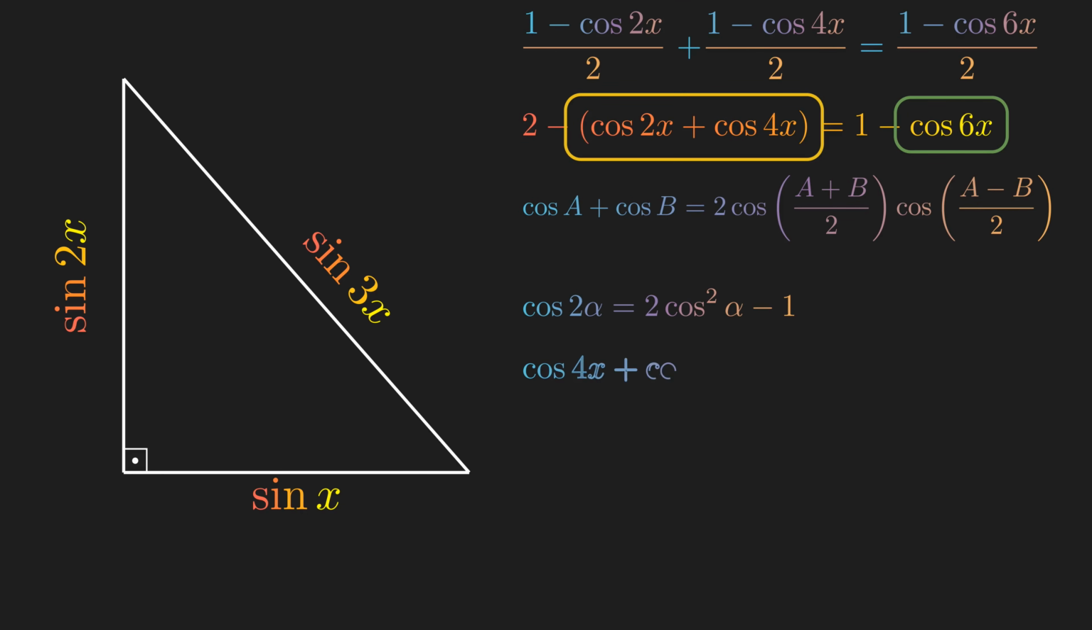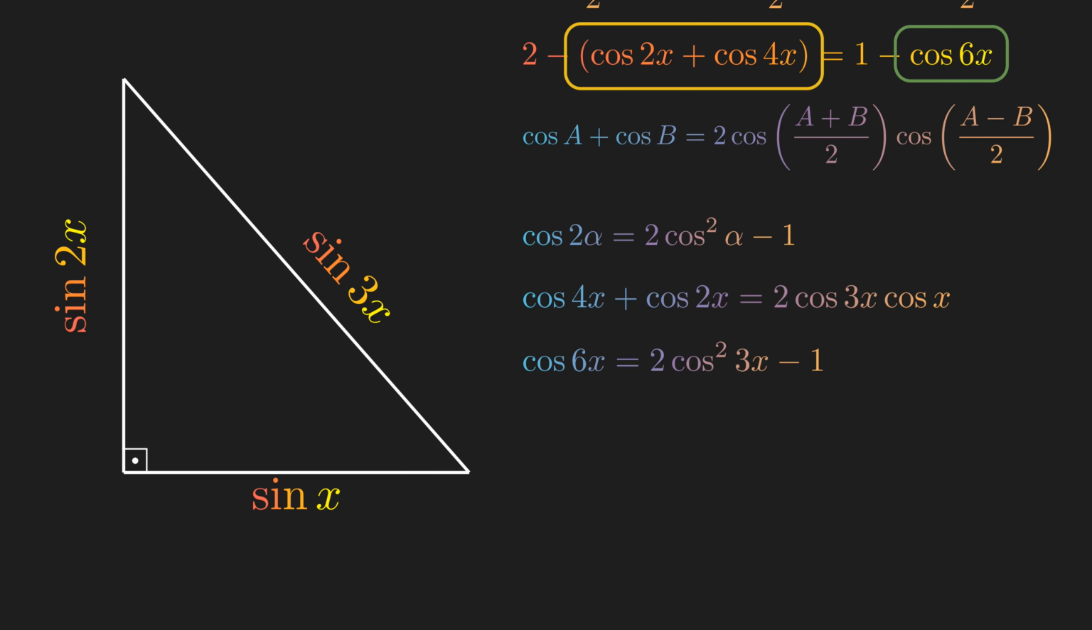So cosine 4x plus cosine 2x actually becomes 2 times cosine 3x times cosine x. And cosine 6x becomes 2 times cosine squared 3x minus 1. Let's substitute them back in. On the right side, let's expand the parentheses. Both sides have a 2, so we cancel them. Then we move the right-hand side to the left and set the equation equal to 0.